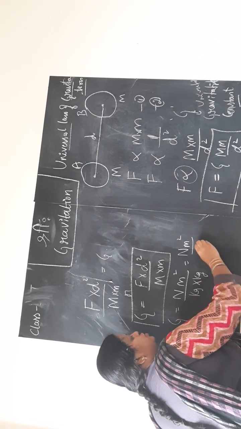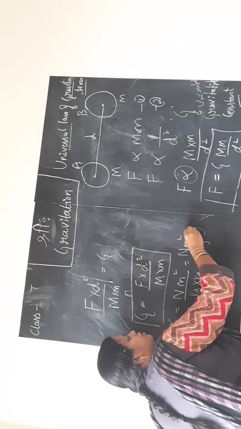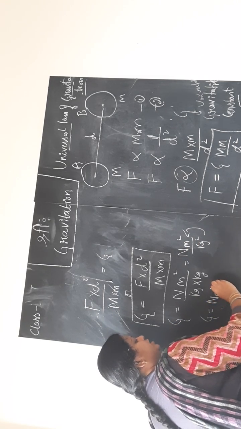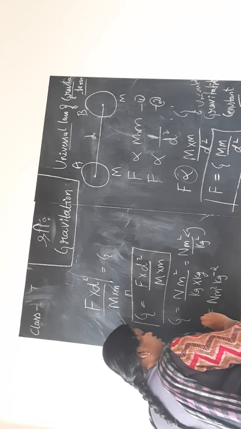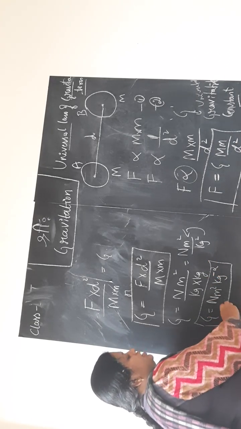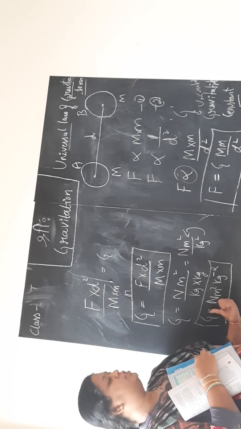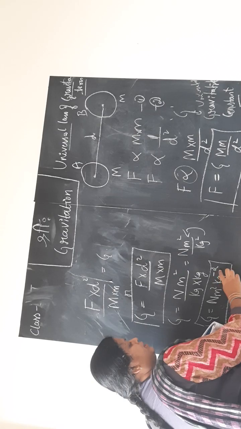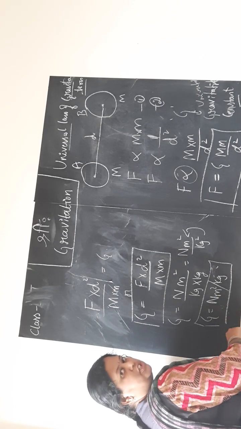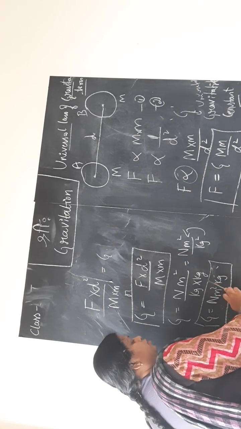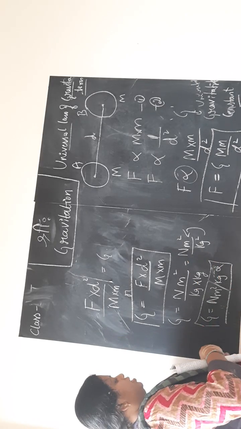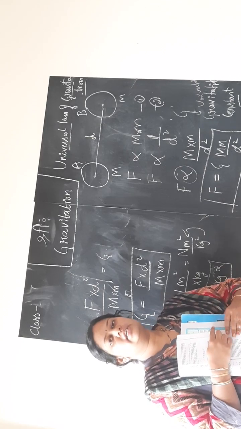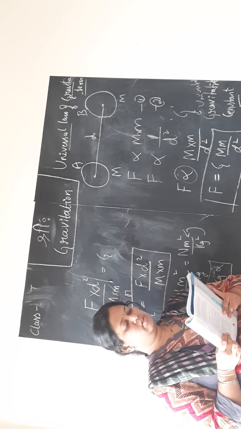So N m square by kg square, or if you take kg square to the numerator, N m square kg power minus 2, it will become by the law of exponents. The SI unit of G is Newton meter square per kg square. Either you can write kg power minus 2 or the slash you can put and write kg square. Don't write both, that is wrong. So Newton meter square per kg square is the SI unit of the gravitational constant G.